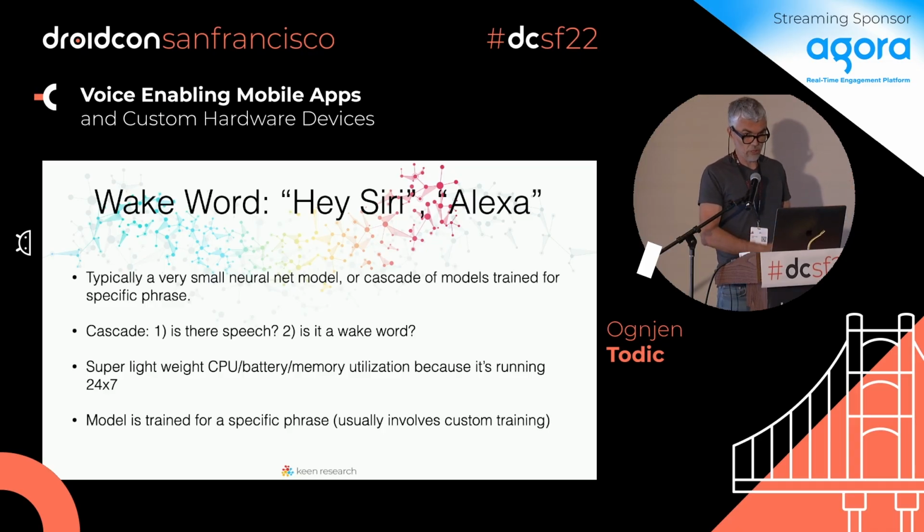In all the virtual assistants that are general purpose, on the mobile phones especially, these are meant to run 24/7. So they need to be super lightweight in terms of CPU utilization, battery, memory. Battery is the most important one for 24/7, but also they run all the time, and other apps need CPU and memory, so this part cannot really take over a lot of resources. Usually these models are trained for a specific phrase, and this involves custom training.